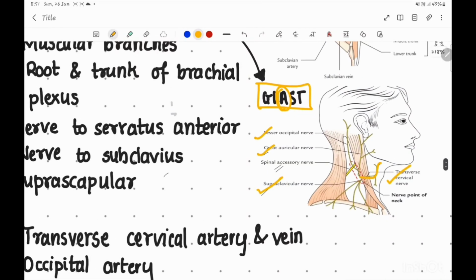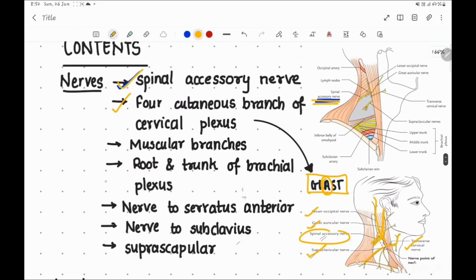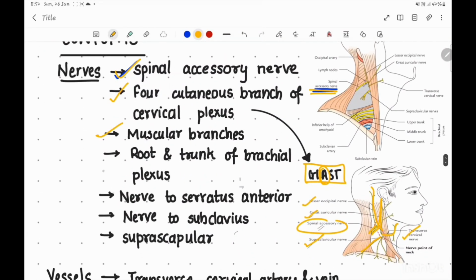You can appreciate all of them in this diagram. This is the transverse cervical nerve. This is your supraclavicular nerve. This is the greater auricular nerve. This is the lesser occipital, and also there is the presence of this nerve, which is the spinal accessory nerve, which we have already mentioned.